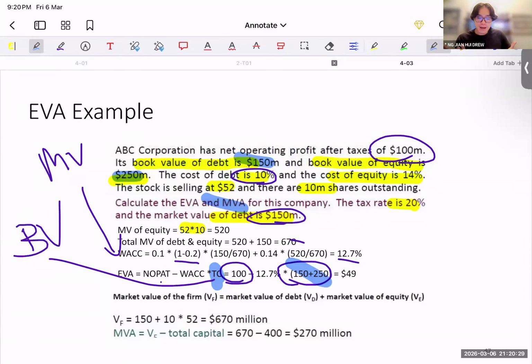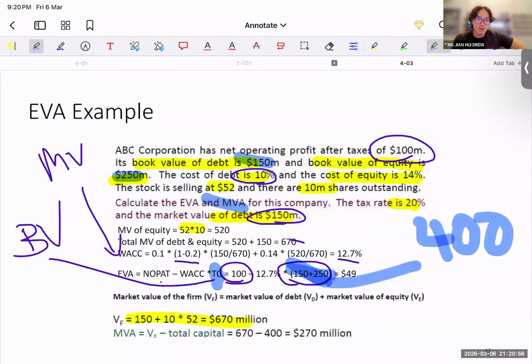So what's our market value? Our market value is this, right? 150, which is the market value of debt, plus our market value of equity, 520. That is the market value of the firm. And then what's the book value of the firm? Book value of the firm we have already calculated earlier, which is this, right? 400 here. So we just take 670 minus 400, and this gives you the market value added. So how much value is added by the market to your book value?